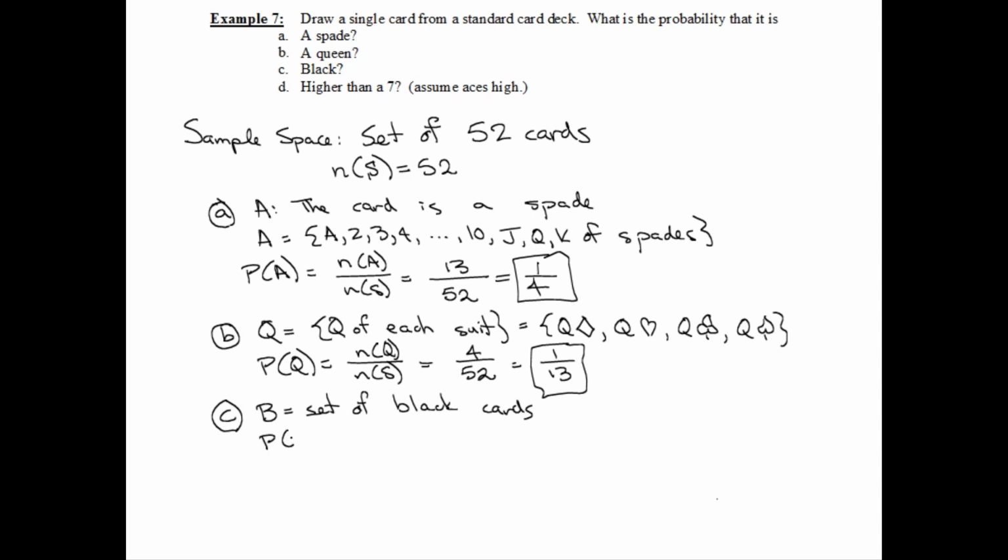Okay, the probability of B then will be the number of black cards divided by the total number of cards. How many black cards are there? Well, there are 13 clubs and there are 13 spades. So 13 plus 13 is 26, right? Out of 52, or 1/2. Does that answer seem reasonable? Half the cards are black, half the cards are red.